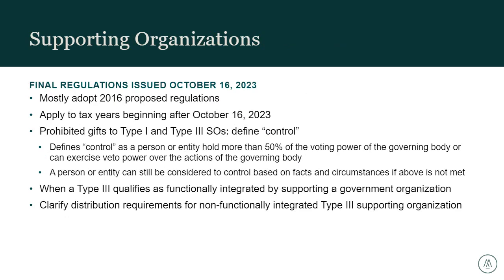All right, so then the other regulations that came out, the final regulations, came out in October of this year. It mostly adopts the 2016 proposed regulations, and it applies to tax years beginning after the date of issuance of the final regulations.